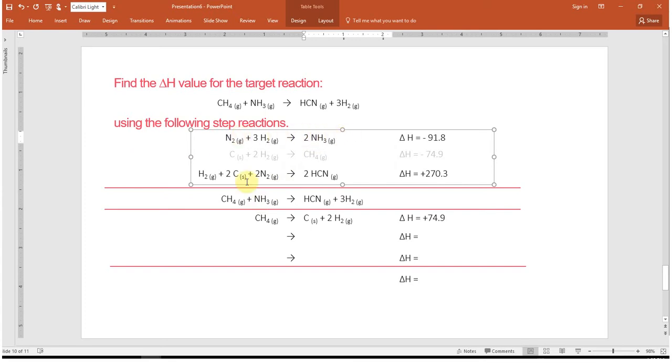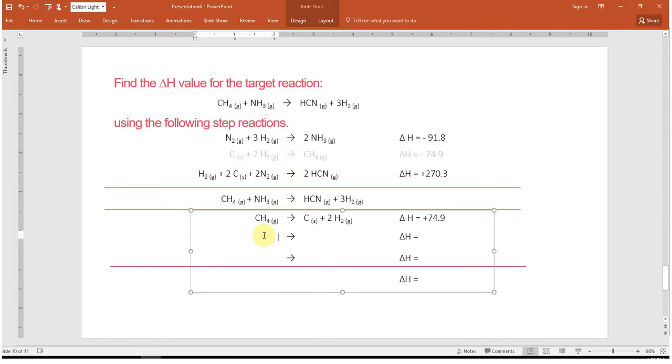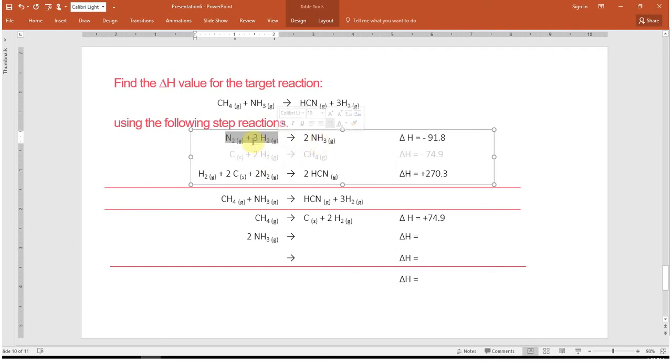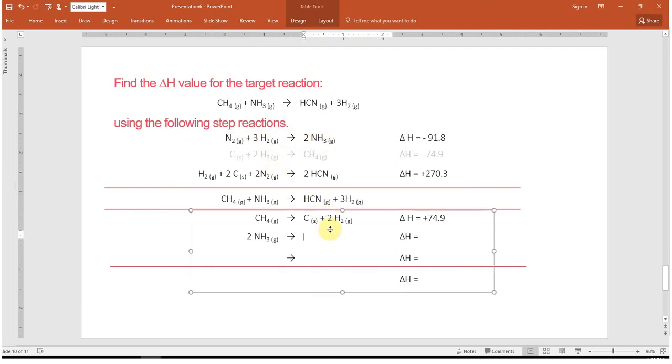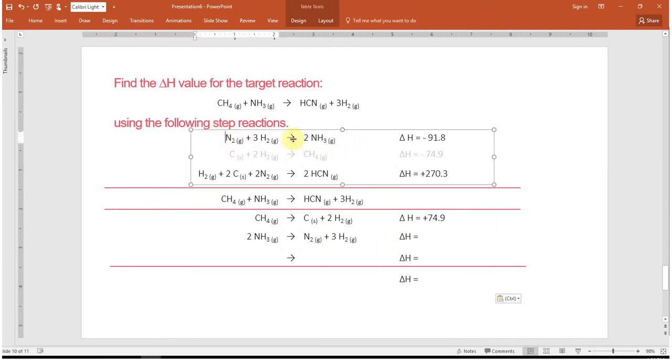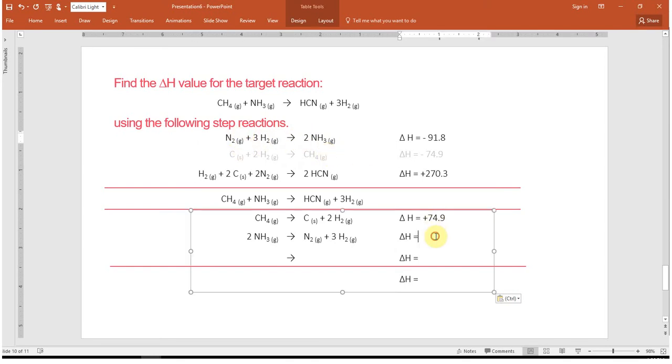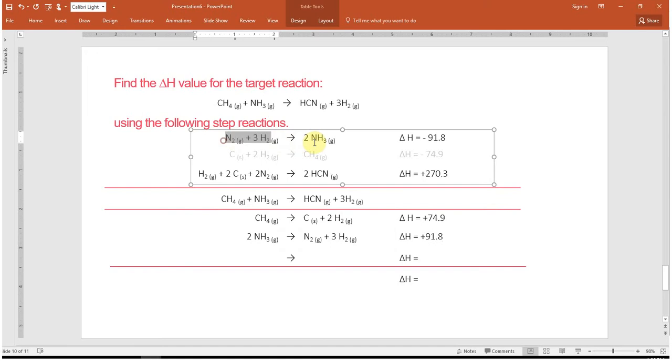So I'm going to put the products on the reactant side, the reactants on the product side, and that means I'm going to have to reverse my delta H. So let's go ahead and do that. So that means I now have 2 ammonia going to N2 plus 3H2. Because I reversed the direction of the reaction, I have to reverse my delta H. So this is now plus 91.8. And so I've used that one.